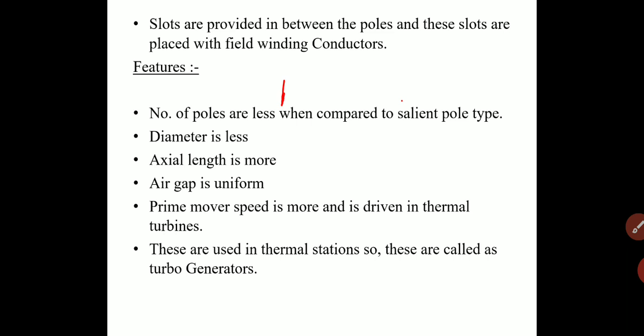Okay, and what are the features? The number of poles is less when compared to the salient pole type. Diameter is less, axial length is more, air gap is uniform, prime mover speed is more, and it is driven by thermal turbines. These are used in thermal power plants and hence are called turbo generators.